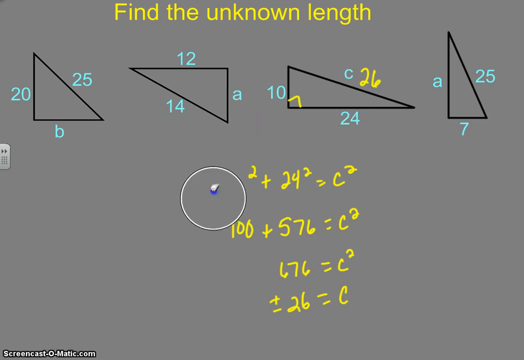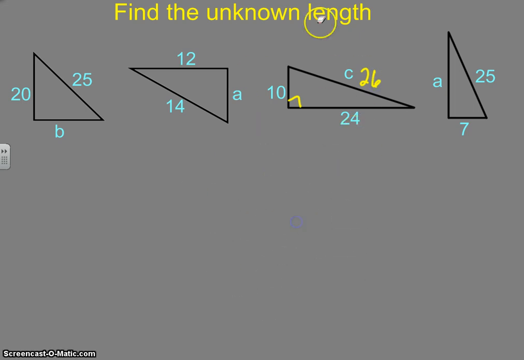Okay, let's do one more. Okay, we're looking for A squared plus B squared equals C squared. A we don't know. B we know, it's 7, so we're going to square it, that's 49. Equals C squared, 25 is C, so if I square it, it's 625.